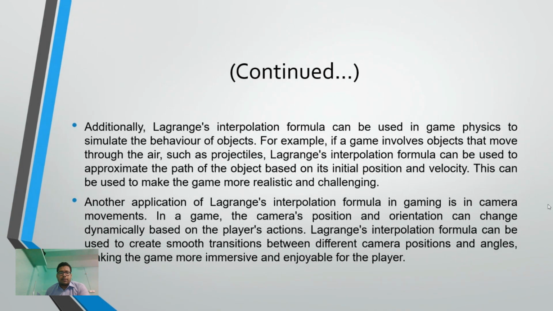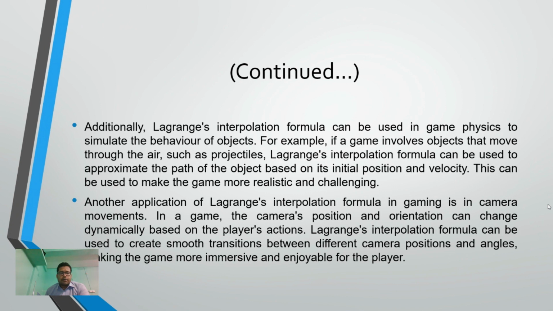Additionally, Lagrange's interpolation formula can be used in game physics to simulate the behavior of objects. For example, if a game involves objects that move through the air, such as projectiles, Lagrange's interpolation formula can be used to approximate the path of the object based on its initial position and velocity. This can be used to make the game more realistic and challenging.